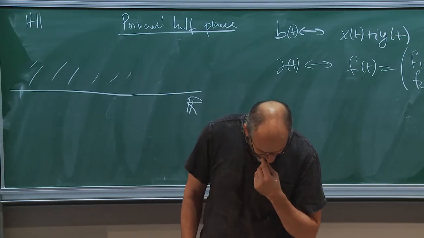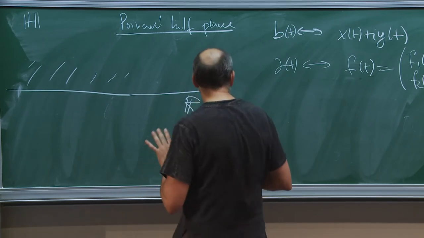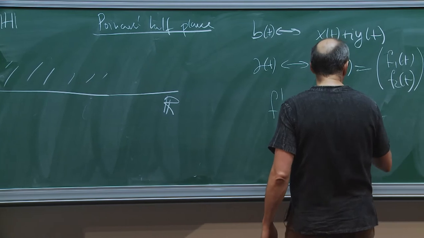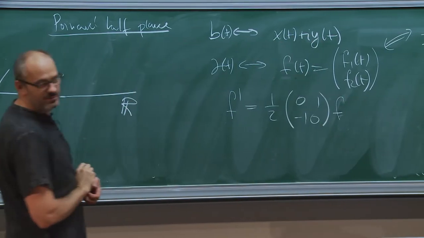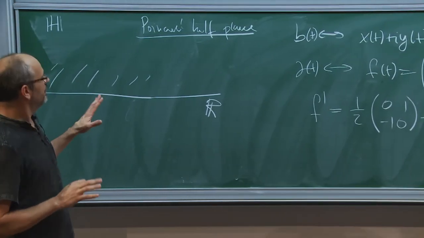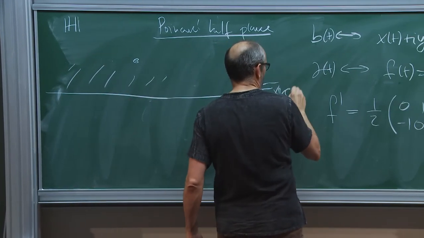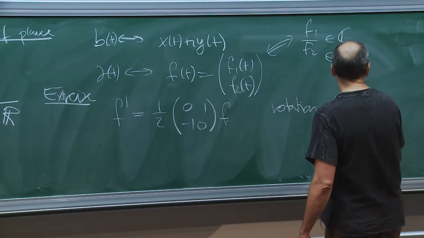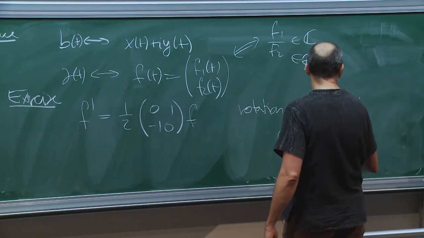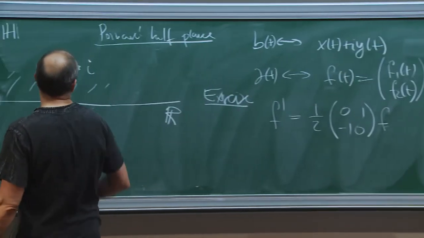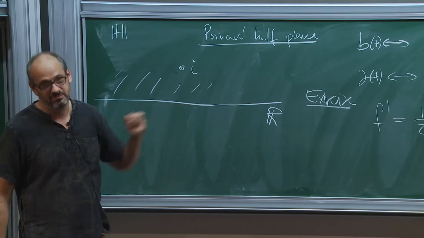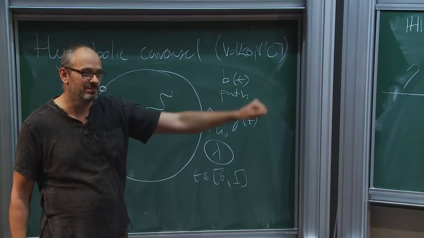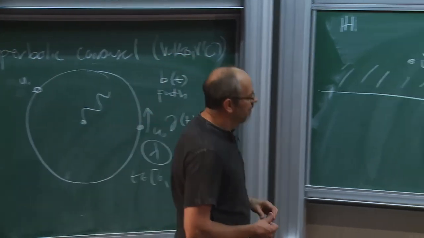So let me see how you make this into a rotation. Let's give you one simple thing. If you look at the solution, f prime is 1/2 times the matrix (0, 1; -1, 0) times f. Just look at this ODE. I'm not going to go into the details, so let's do an exercise. This ODE is the rotation at speed 1 about the point i. There is the point i in the upper half plane, and this exactly corresponds to rotation at speed 1 about that point. You could simply deduce this by writing the rotation in the Poincaré disk model and conjugating it to the half plane. Is that good so far?